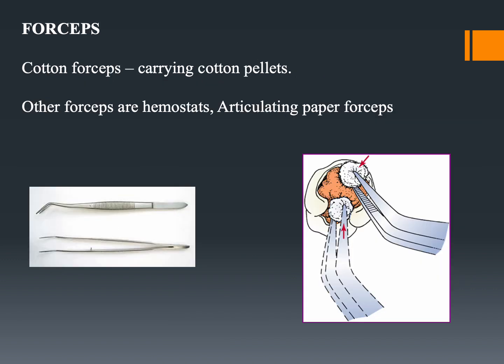Then coming to forceps. Forceps are basically used for taking the cotton, and also used for hemostats or placing the articulating paper inside the oral cavity. They can also be used for carrying the cotton pellets or wafers.